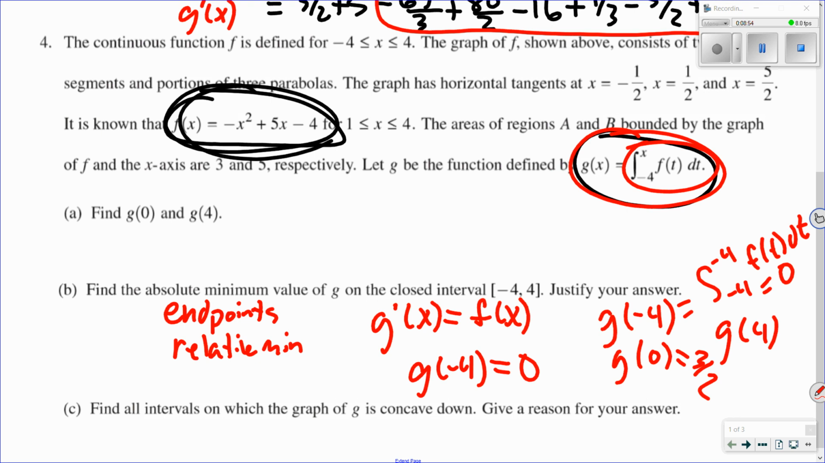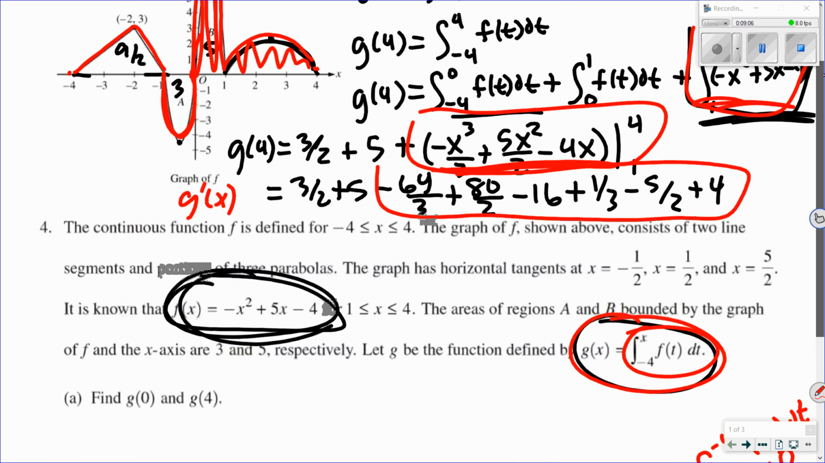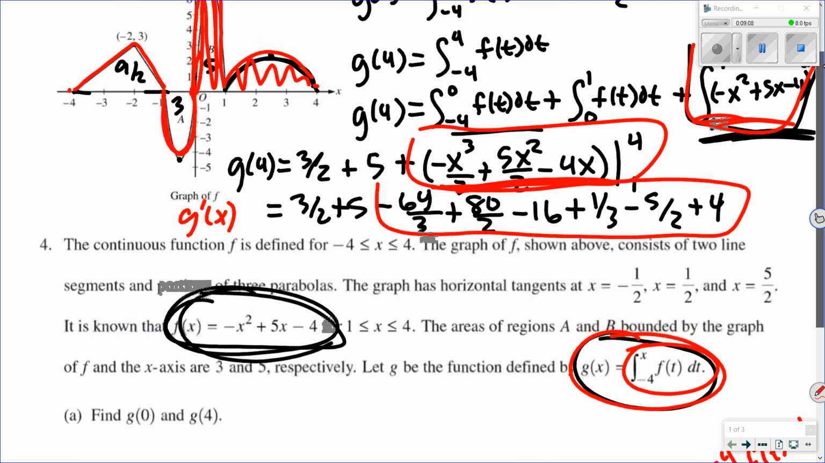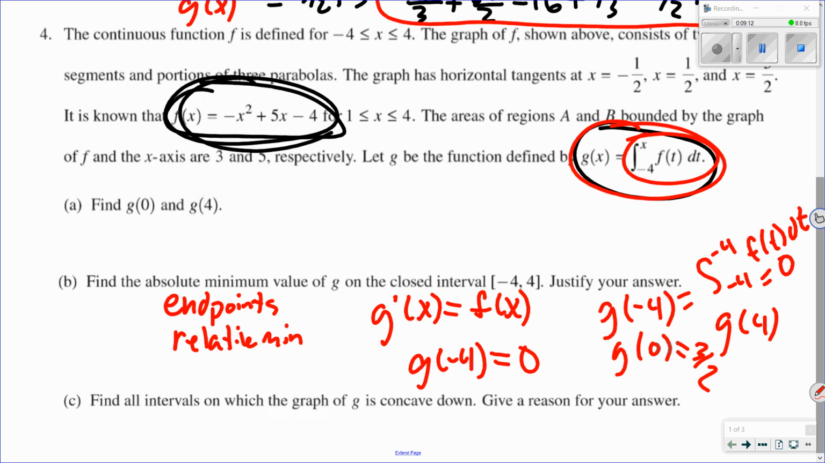Hey, the way you show work on that is you would just say, to find a relative min, check the endpoints, check the relative min. g of 4 is greater than g of 0 and g of -4 because of the positive area under the curve between 0 and 4. Then just say, so I'm comparing g of -4 and g of 0. g of -4 is 0, g of 0 is 3/2. Therefore, the relative min is g of 0.